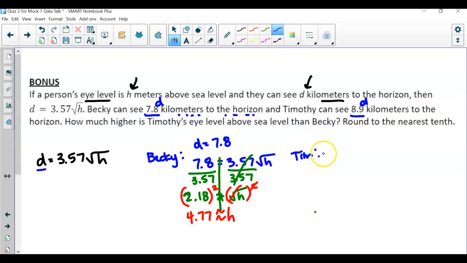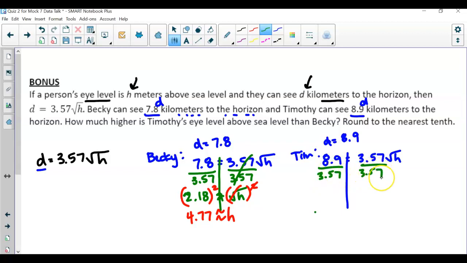So Timothy, d is equal to 8.9. So notice how we're going to use the same formula again. 8.9 is now equal to 3.57 times the square root of h. And yet again, we're solving that radical, so you need to divide both sides by 3.57. So now when you divide that 8.9 by 3.57, you get approximately 2.49, which is still approximately the square root of h.